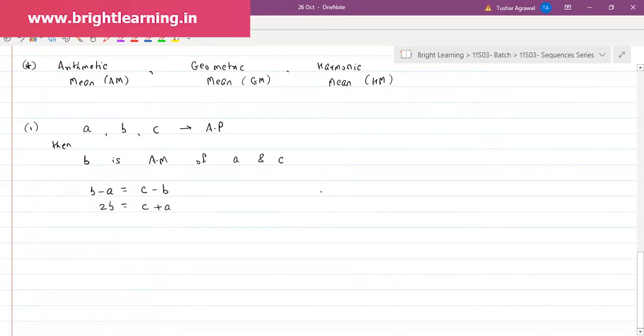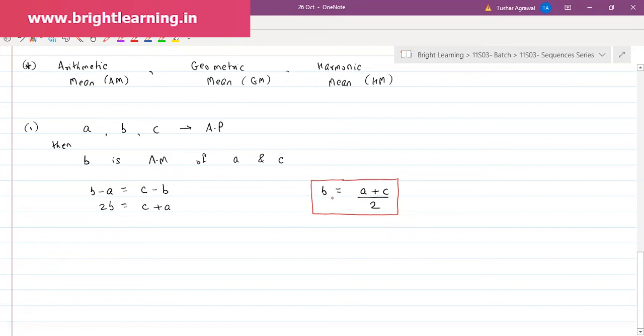From this I can conclude that B is equal to (A plus C) upon 2. So this is the formula to find the arithmetic mean of A and C. If two numbers are given, you can find out the arithmetic mean.